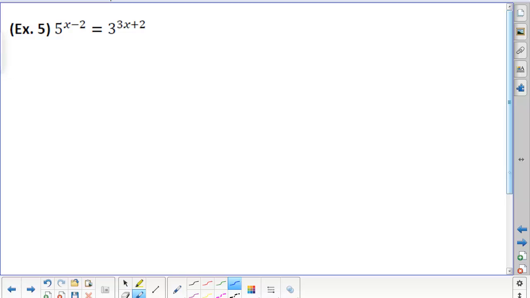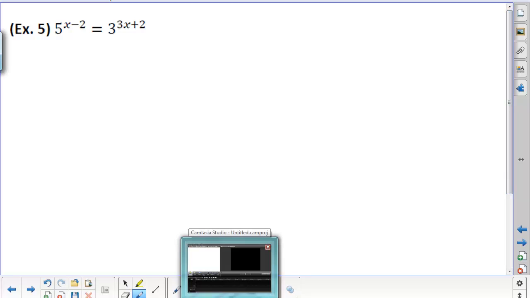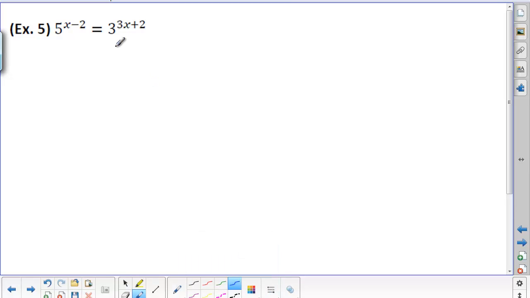Now here, this is a little bit trickier. 5 to the x minus 2 equals 3 to the 3x plus 2. Two different bases, both have a variable x in them. Here we'll have to proceed a little bit differently. The tricky thing about solving this equation is the x is up in the exponent. X minus 2 and 3x plus 2 in the exponent. But we can actually remedy that.